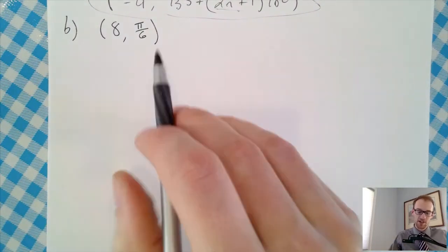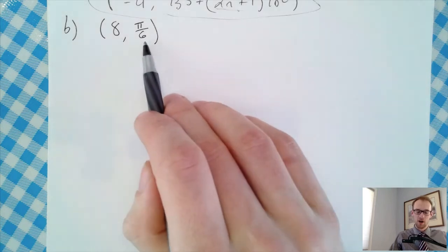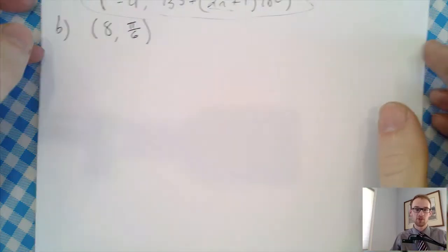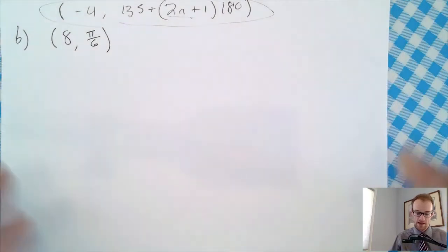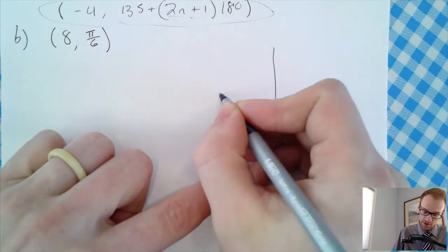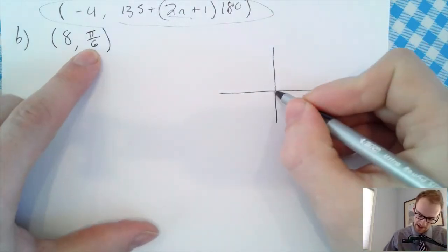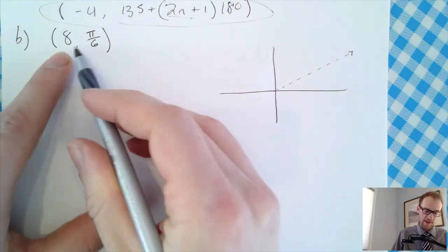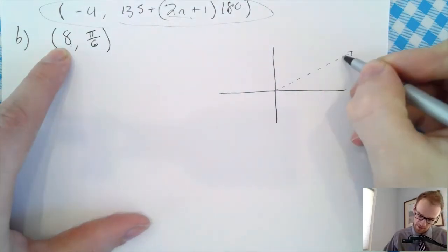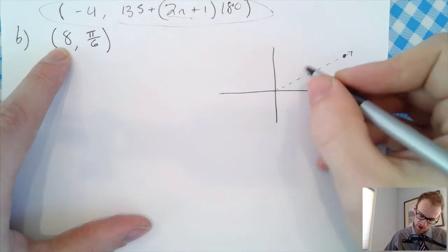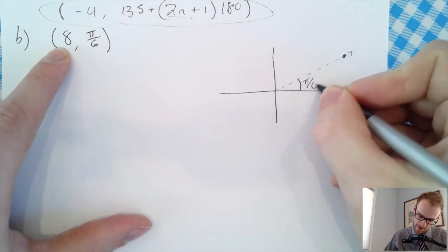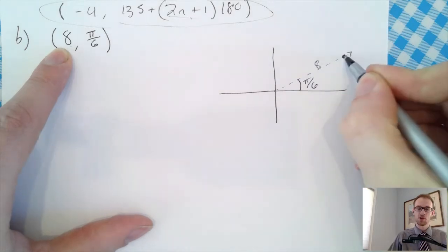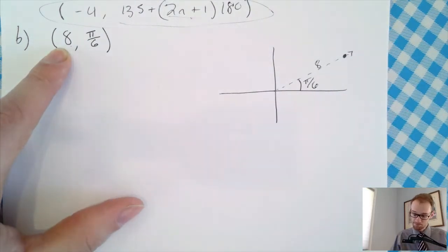The only difference here is we're in polar form, but our theta is now in radians rather than degrees. So let's do this the same way. I'll just graph it really quickly. Pi over 6, that's about like that, about 30 degrees. It is 30 degrees. And then 8 units away from the center, it's out here. So here we are at pi over 6 radians, and then our radius is 8. So that's where our point is located.